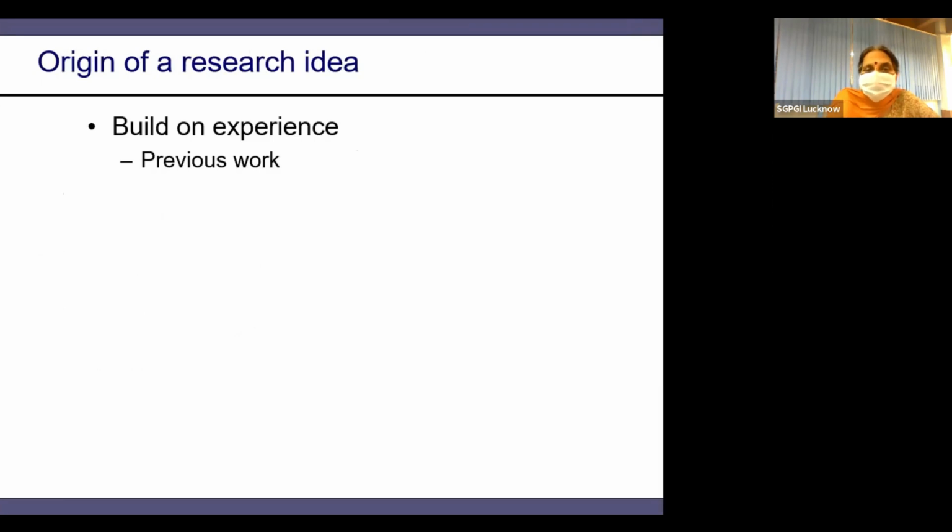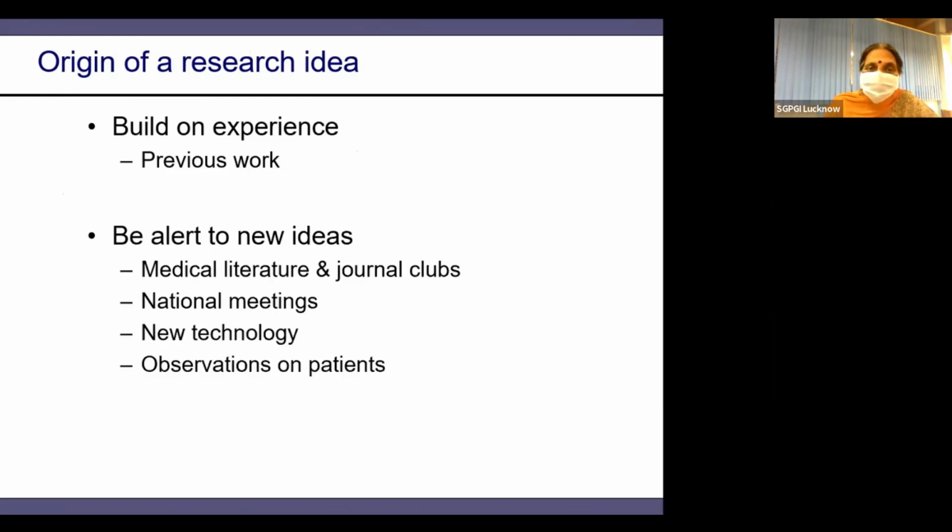Then for people like us who have been in the field for 30 years, we work on only a few focused areas. Whenever we do research, with one project you answer that question, but there are 10 more questions which come up during the period. So you build up on your previous experience and you gradually keep on answering one question after another.